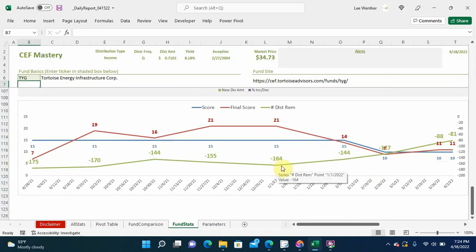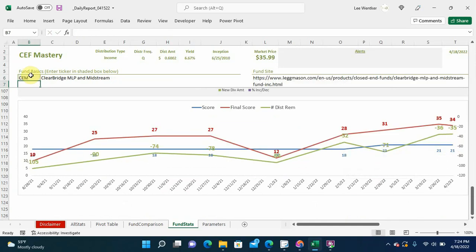their estimated number of distributions remaining have increased substantially over the past 3 months, going from a negative 164 to a negative 81 for TYG, and from a negative 94 to a negative 35 for CEM. And while the increase is rather significant and impressive, ultimately they are still running on negative accumulated earnings. And this huge increase in earnings has had a significant effect on their final score as well.